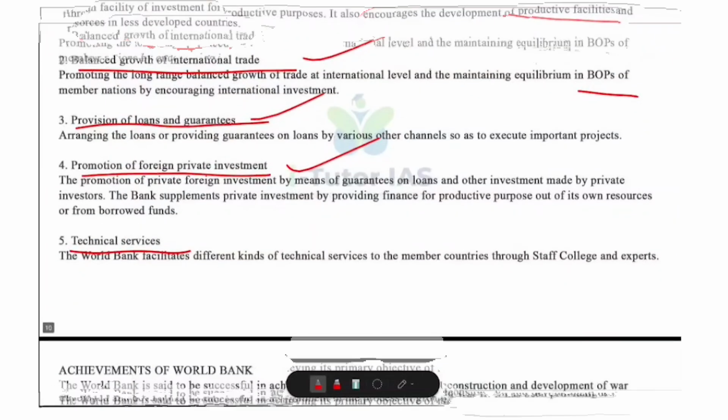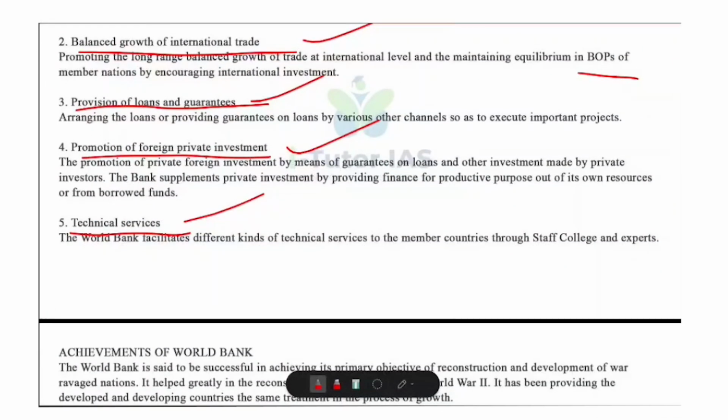And the last one, technical services. That is, it provides technical expertise and training to member countries. It uses staff experts and World Bank staff college to assist in planning, execution, and management of projects. For example, training local engineers or economists to manage development projects effectively.